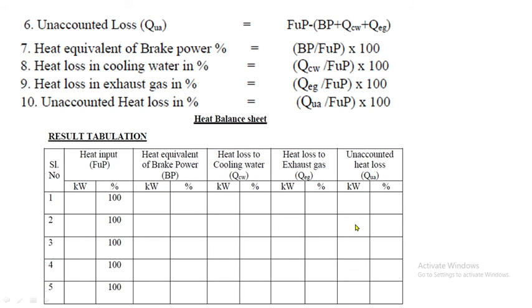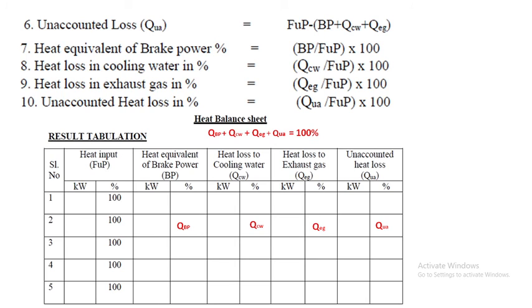And finally some of the heat is lost. We don't know where it is lost. That's why it is unaccounted loss. By adding all these values, we should get again 100%. So Q_BP, Q_CW percentage, Q_EG percentage, Q unaccounted percentage. If you add all these values, once again you have to get this same 100 percentage. Then only your heat balance sheet is right. That's why it is called the heat balance sheet.